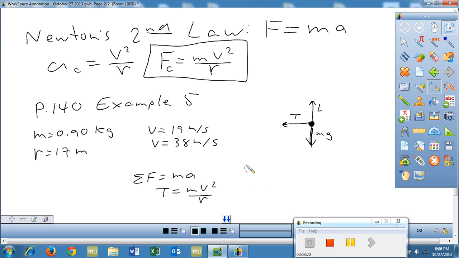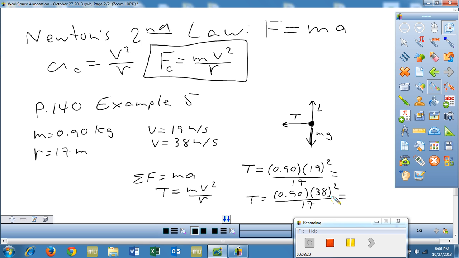In the one case we have T equals 0.90, that's m, times 19, that's v, squared over 17, which is r. In the other case, we have T equals 0.90 times 38 squared over the same r of 17. So we can calculate those two tensions.